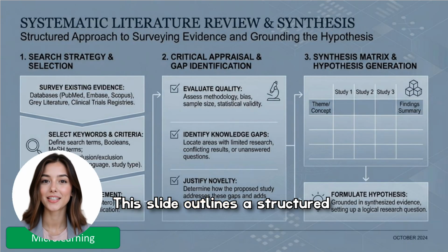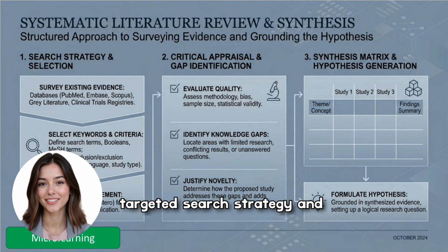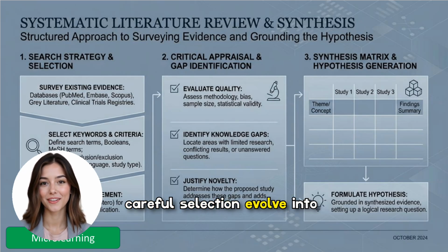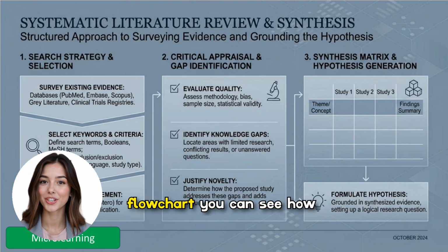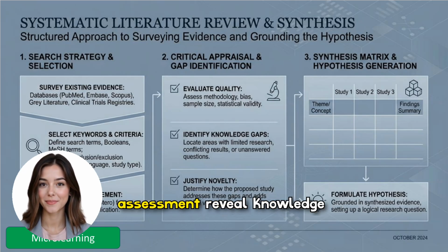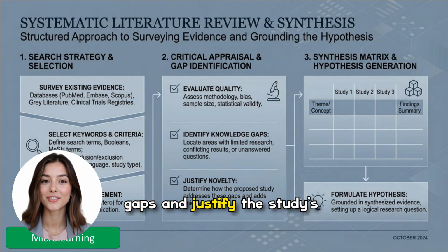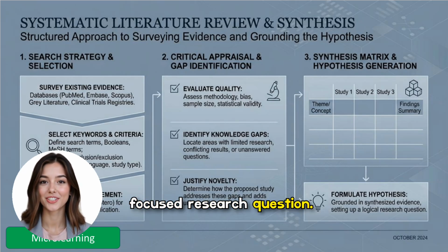This slide outlines a structured approach to literature review and synthesis, showing how a targeted search strategy and careful selection evolve into critical appraisal and a synthesis matrix that grounds your hypothesis. From the flowchart, you can see how keyword selection, reference management, and quality assessment reveal knowledge gaps and justify the study's novelty, leading naturally to a focused research question.